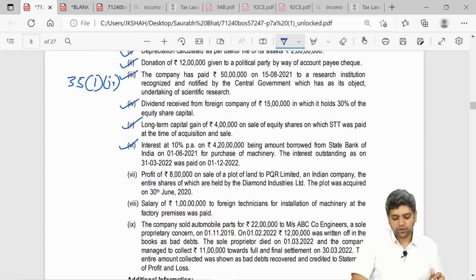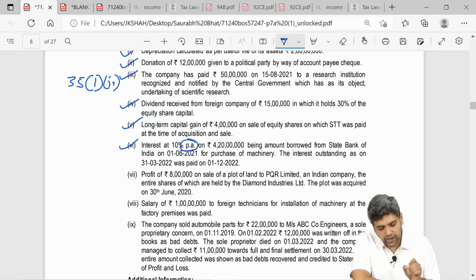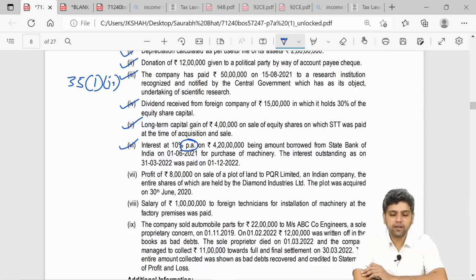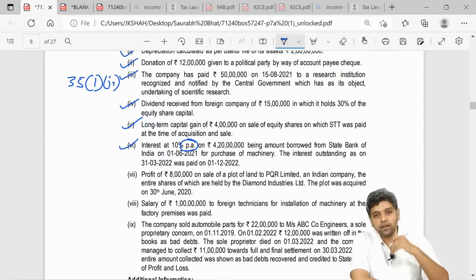Interest at the rate of 10% per annum on 4,20,000 being the amount borrowed from State Bank of India on 1st June 21 for purchase of machinery. The interest outstanding as on 31st March was paid on 1st December 2022. Now friends, please understand, here the most important word is per annum. They have told us the interest is 10% for the entire year. Per annum means entire year. So in case I am paying 4 crore 20 lakhs multiplied by 10%, that is 42 lakhs for the entire year. Then what is this interest paid for?